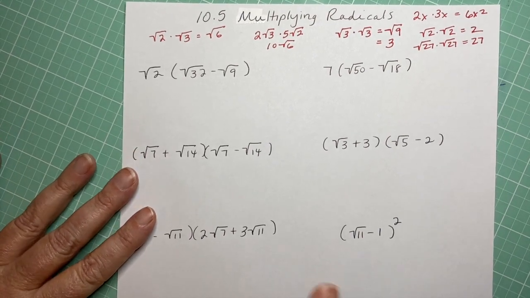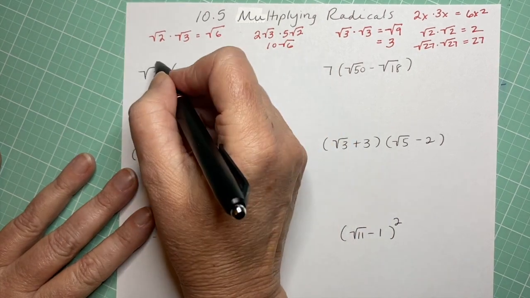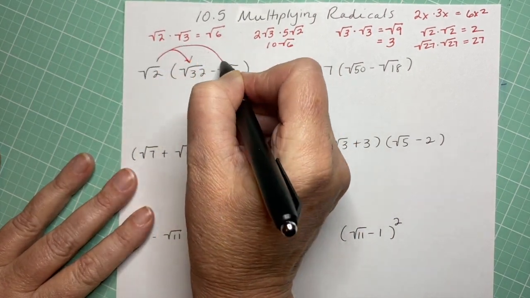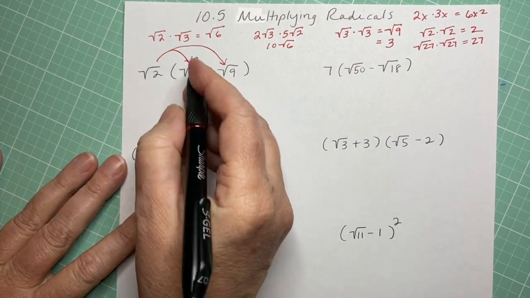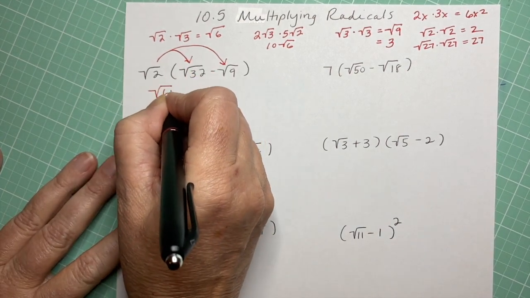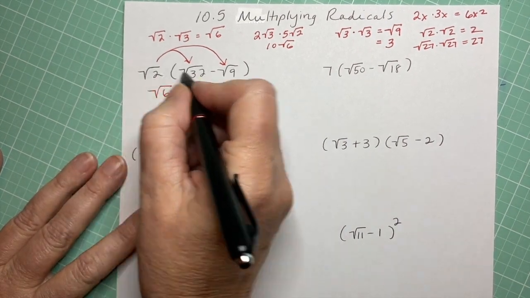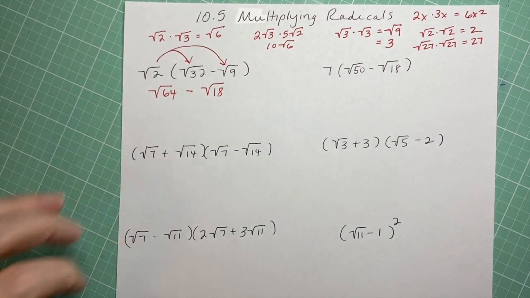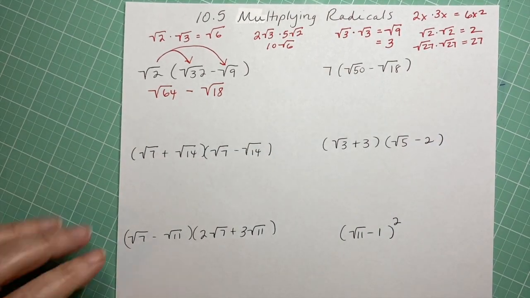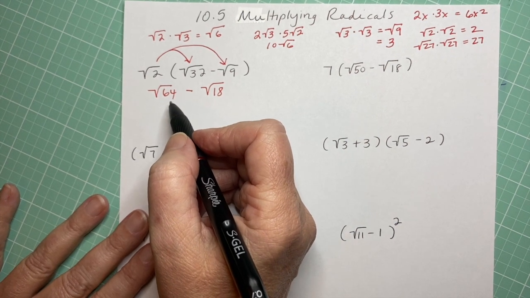Okay, so let's look at multiplying. Just like in algebra, when you have a number outside, you have to distribute. So we're going to take this square root of 2 and multiply it times both things. The square root of 2 times the square root of 32 is the square root of 64. The minus comes down. The square root of 2 times the square root of 9 is the square root of 18. So we distributed.